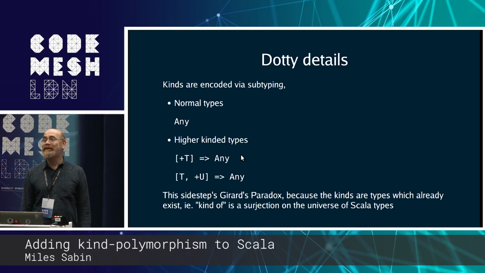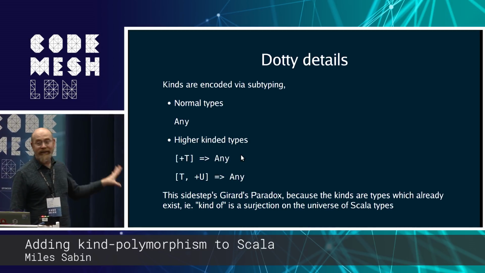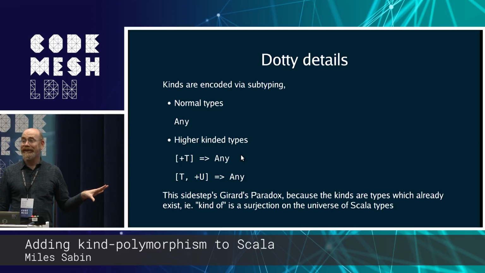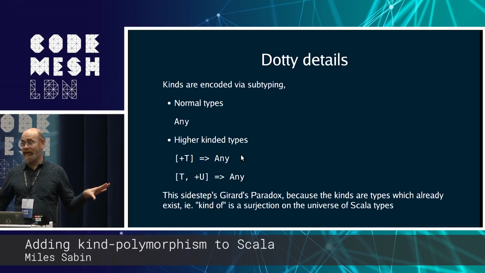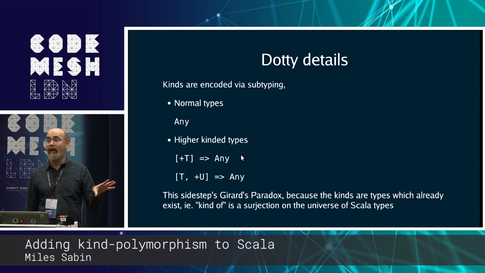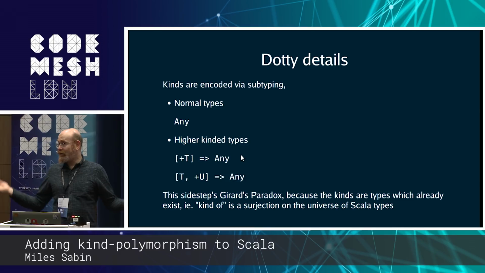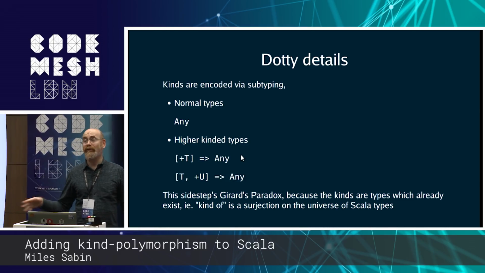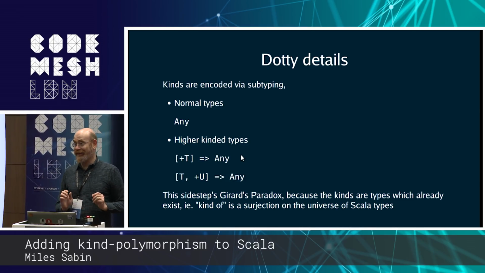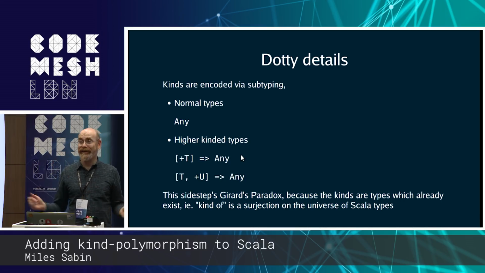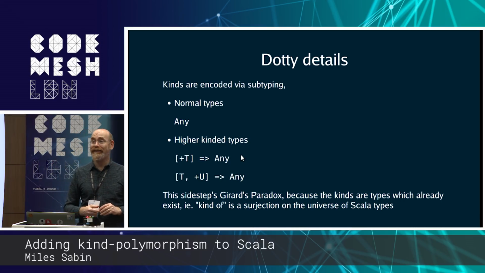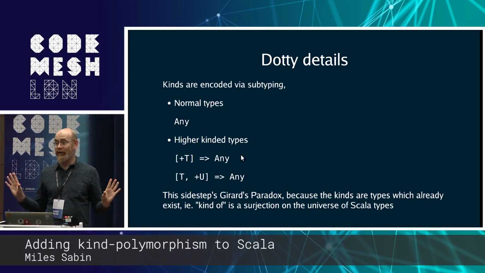So yes, it turns out by a happy accident that we can use subtyping in Scala to encode kinds in a way which is safe with respect to Girard's paradox. Now, if there's something else wrong with Scala's type system for different reasons, obviously this doesn't help with that. But if you assume that Scala's type system as it stands is okay with Girard's paradox, then adding this form of kind polymorphism doesn't make things any worse.